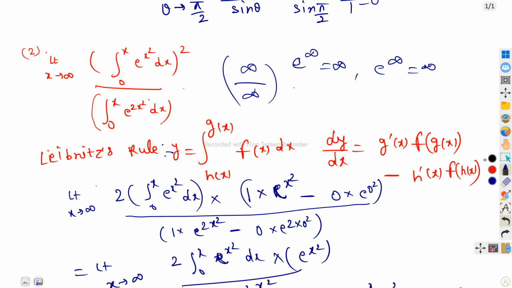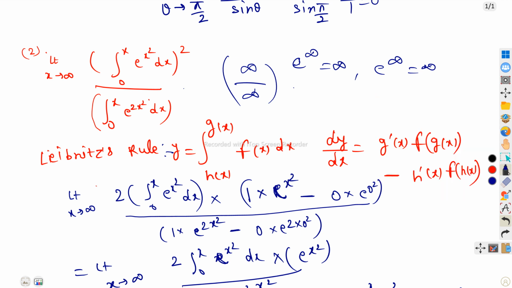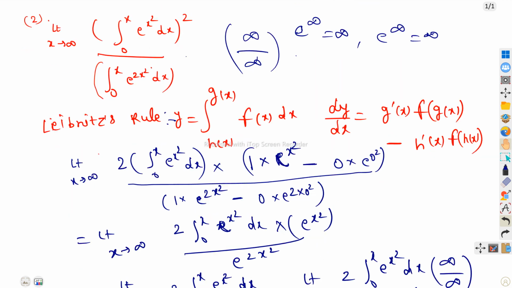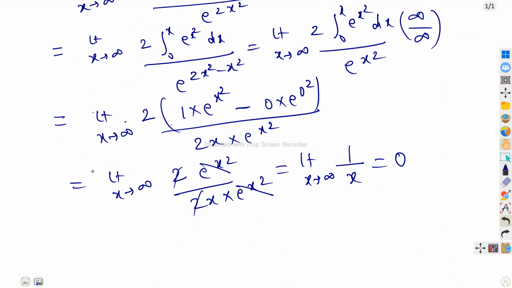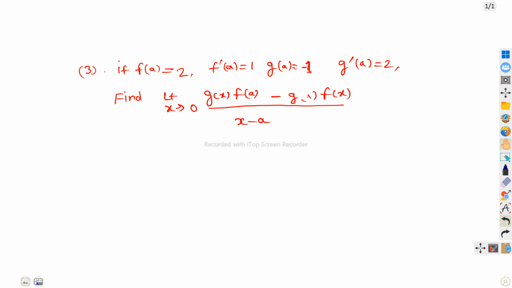And again, we are going to solve another problem. What is the other problem? The third problem is given here. This is the third problem, this is A.